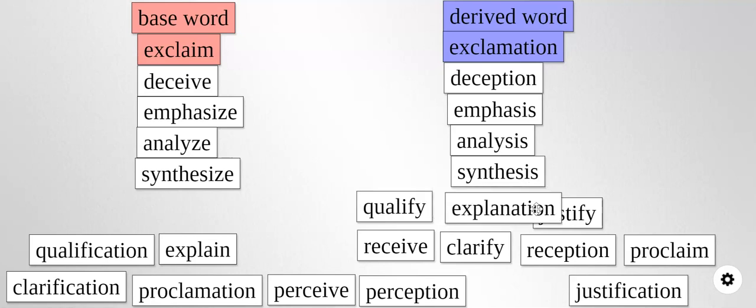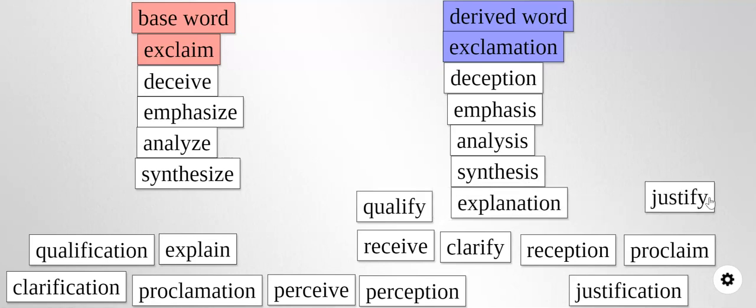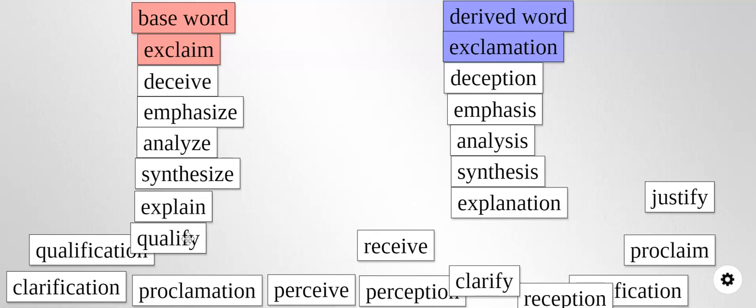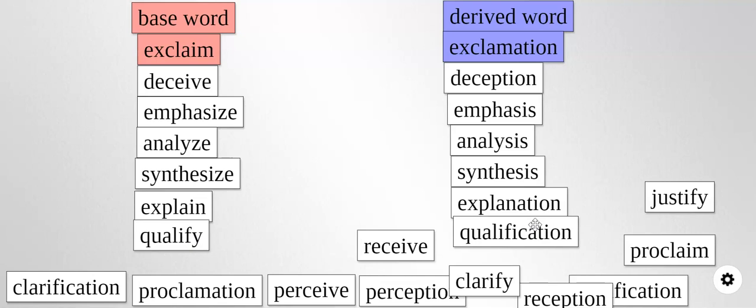Explanation. That is a derived word that's going to come from explain. Where is that? Here we go. Qualification. That's a derived word that comes from the word qualify. So I'm going to move qualify over here as my base. Qualification over here is my derived word. Running out of space, so I'm going to start a new column.